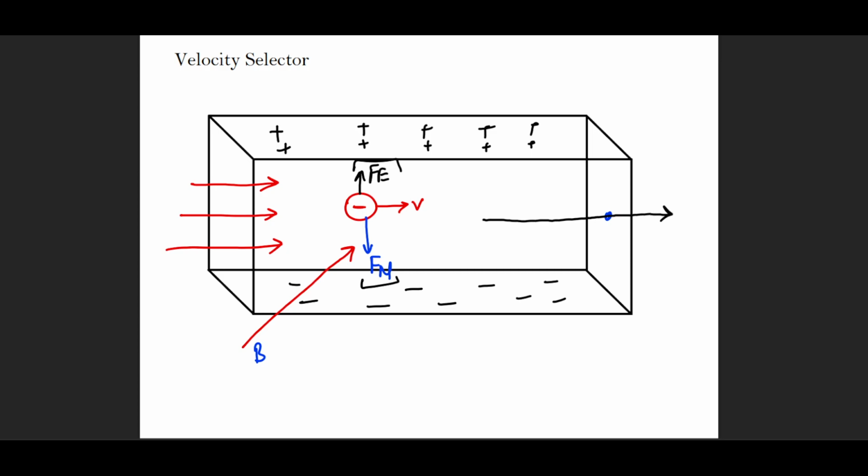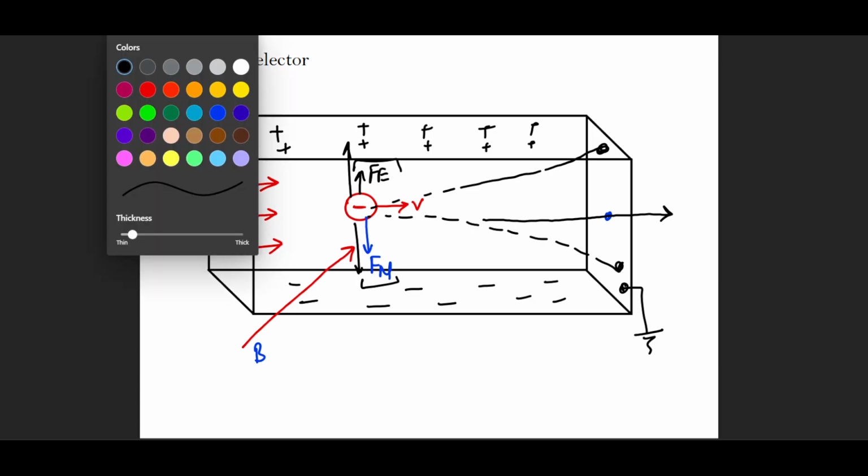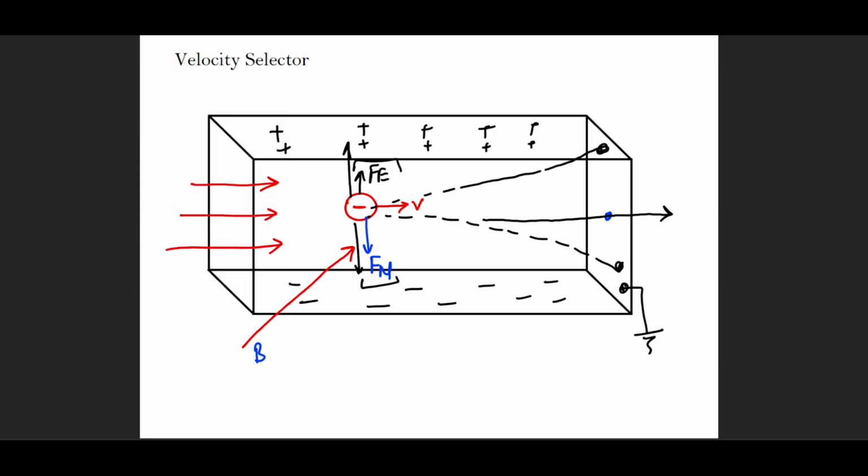If the electric force on a charge is higher, then this electron will move in the upward direction and get absorbed in this surface. If the magnetic force is higher, then this charge will move towards this downward side and get absorbed. This side is actually grounded, so any extra electrons received on the surface are going to be grounded. It doesn't matter. It doesn't affect the process.